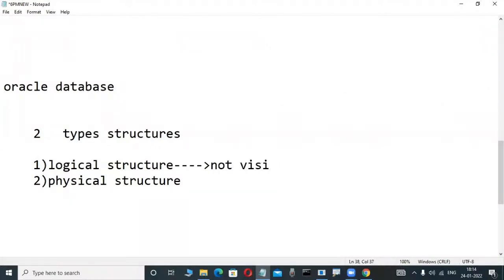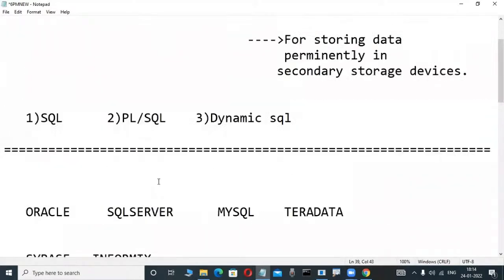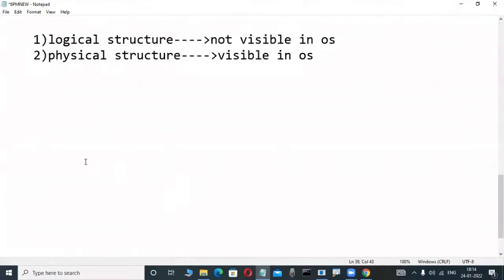A structure which is not visible in the operating system is called a logical structure. A physical structure means whenever we are installing Oracle, SQL Server, DB2, these softwares, automatically three physical files are created. I told you in the previous classes. That's why a structure which is visible in the operating system is also called a physical structure. Don't worry. Now observe it here.